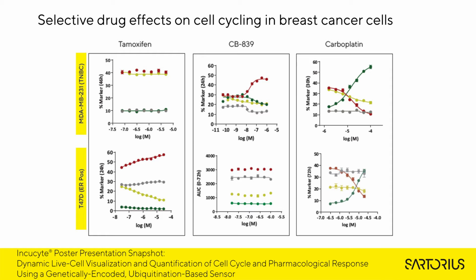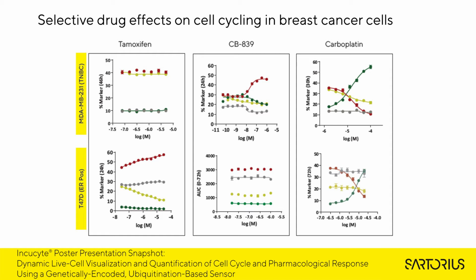Tamoxifen is a known estrogen receptor therapeutic. The ER-positive cell line, T47D, demonstrates a disruption in the cell cycle and a hold in G1, whereas no change in the cell cycle is observed with the MDA-MB231s.